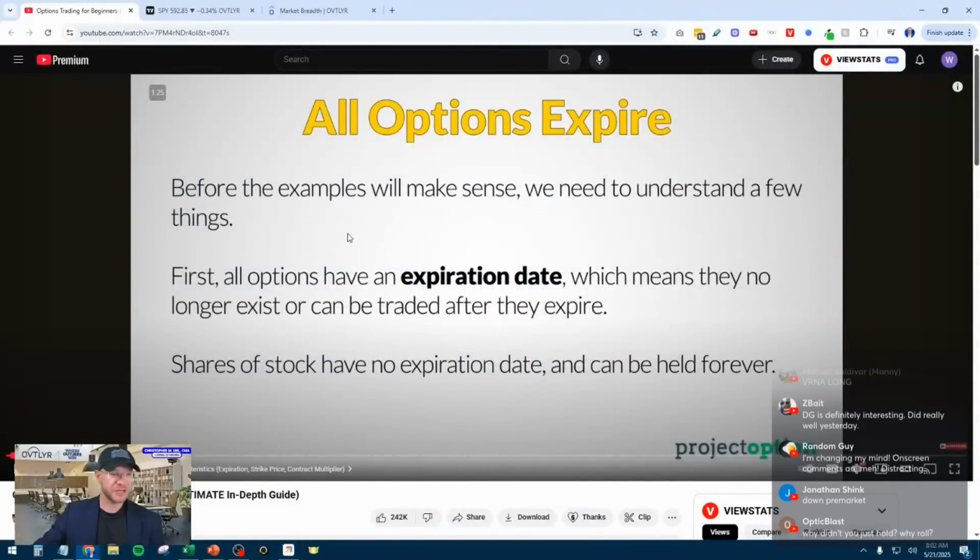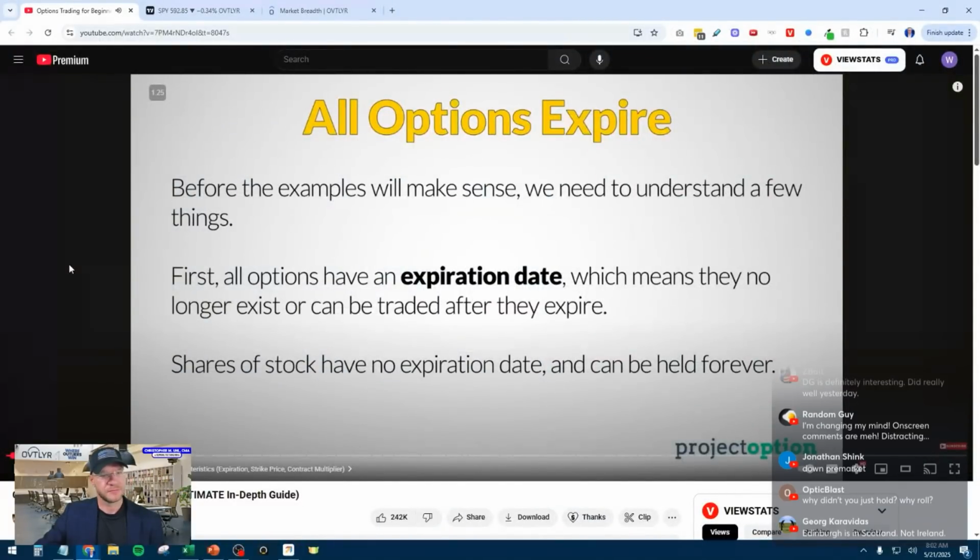But that does make a giant difference. It makes a humongous difference. With shares, as long as that company doesn't go private, there's nothing forcing you to close that position. But with options, all option contracts have an expiration date, and the expiration date could be today or it could be 2.5 years from now.